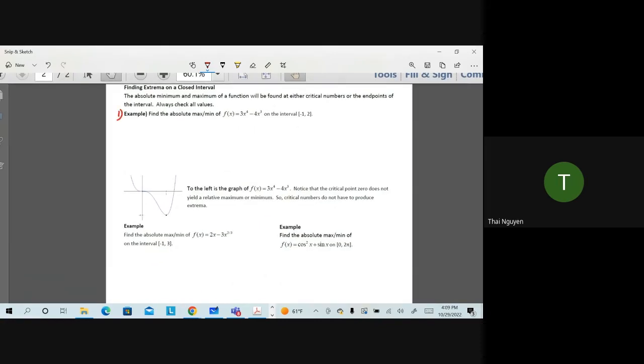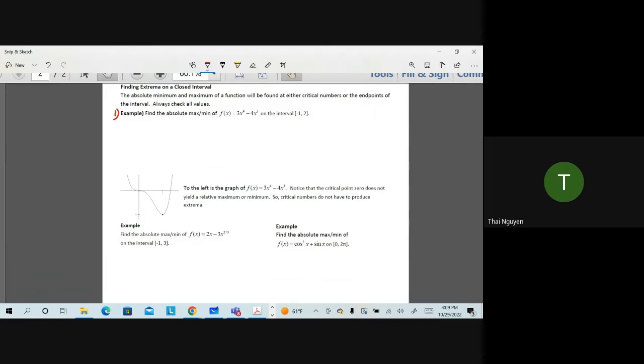So now we're going to apply this by doing some examples. Okay, and we have three examples here. Let's do the first question, asking you to find the absolute min and absolute max of the function 3x to the 4th minus 4x cubed on the closed interval -1 to 2. So the first step is to take the derivative. It's important to take the derivative correctly.